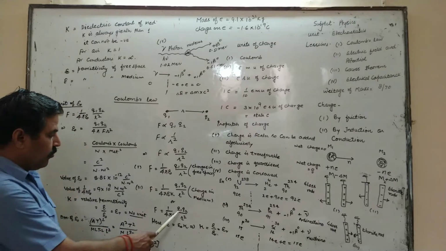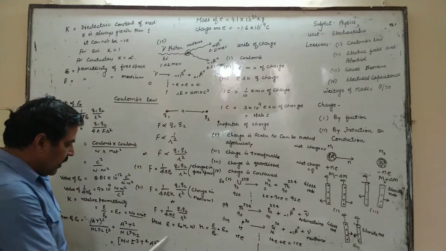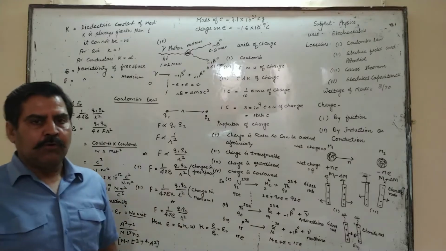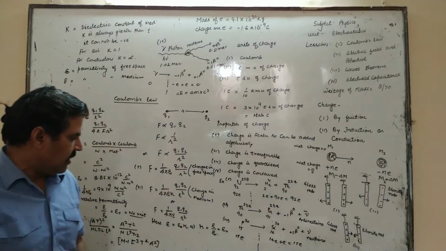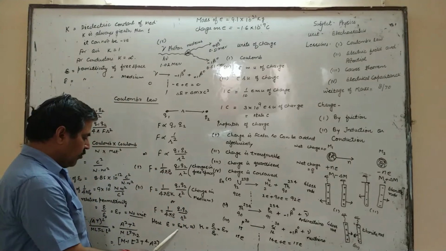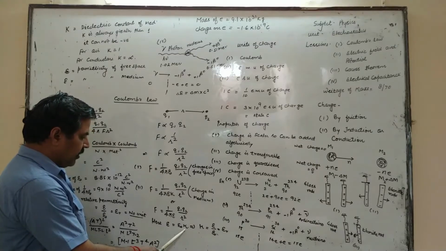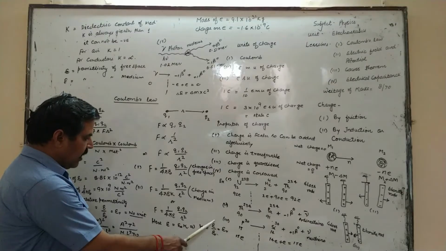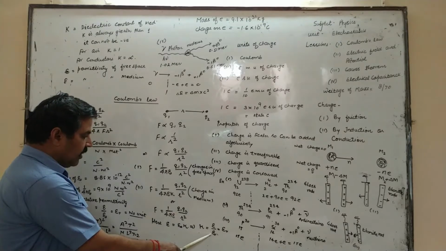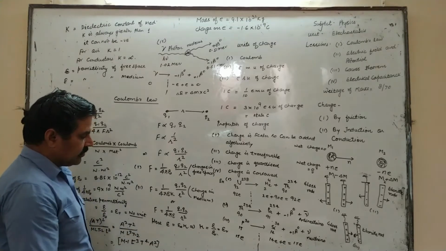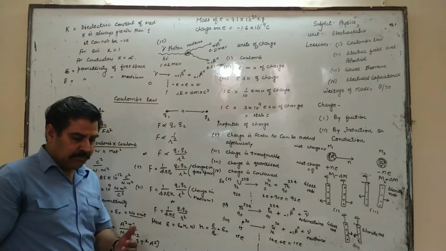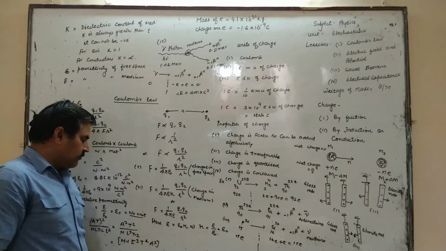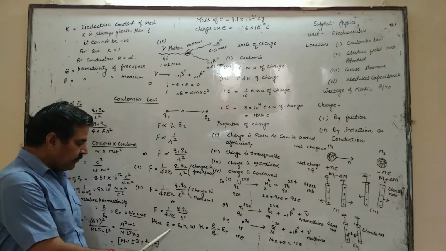epsilon Q1 Q2 upon r square. Here epsilon is the permittivity of that medium whose dielectric constant is K. So it is written as epsilon equal to epsilon naught K. If we calculate from this, K equal to epsilon upon epsilon naught, and epsilon upon epsilon naught is denoted by epsilon suffix r. So let us once again try to learn the names of these quantities.